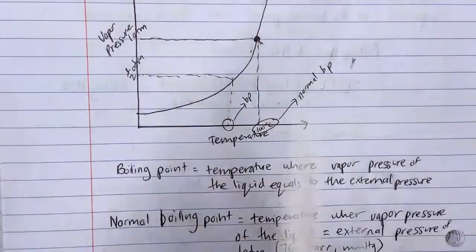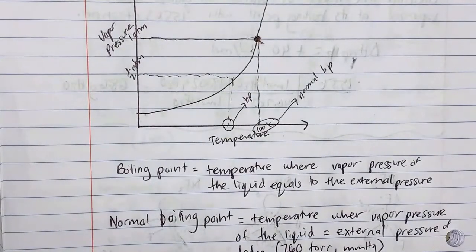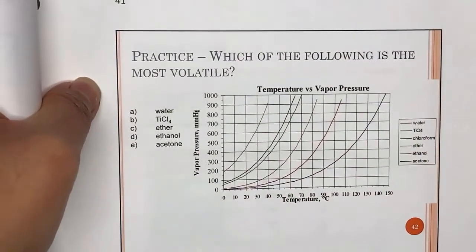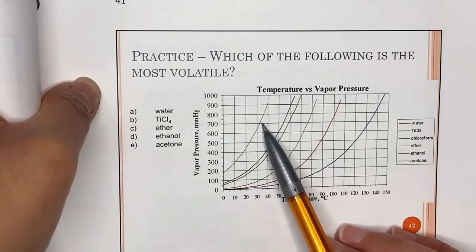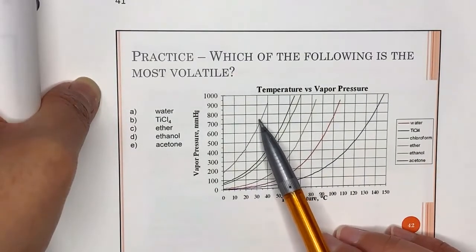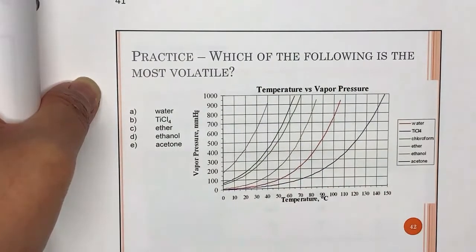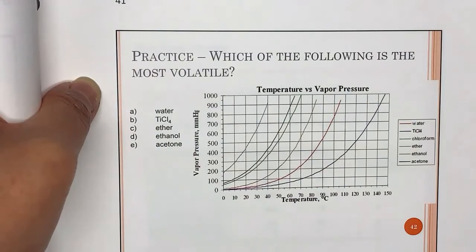Okay, now the next one we want to take a look at, we have another similar question. It says here, which one is the most volatile? Well, the most volatile is the one with the lowest boiling point, right? So the first line in this case would be the most volatile. In this case, it should be ether, that color for ether.